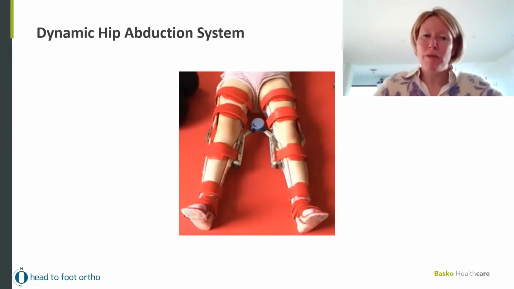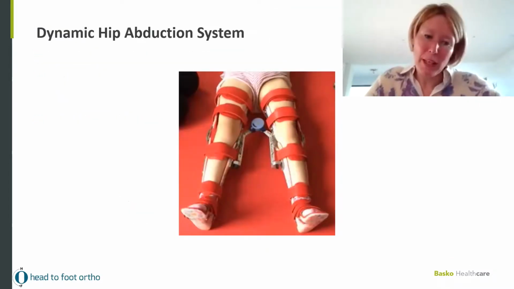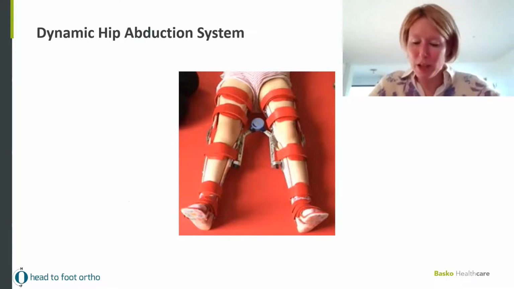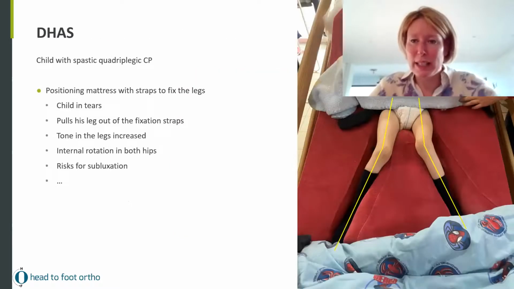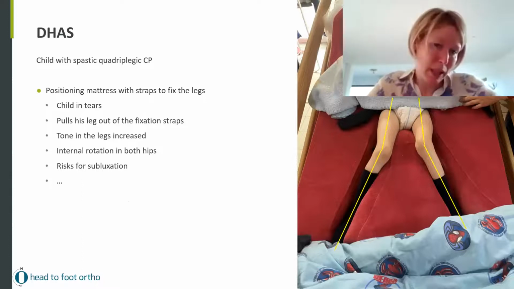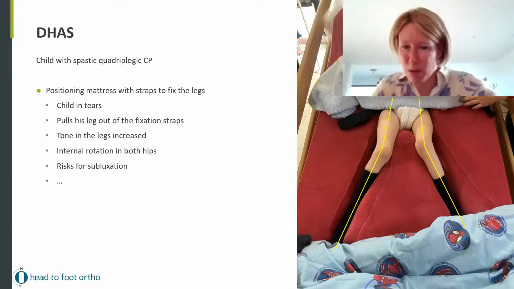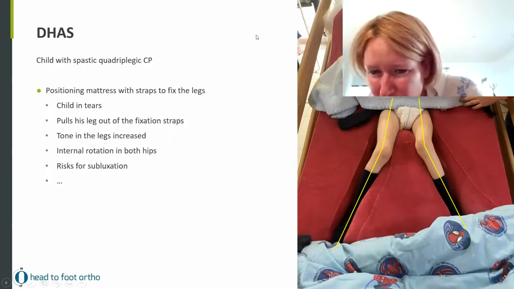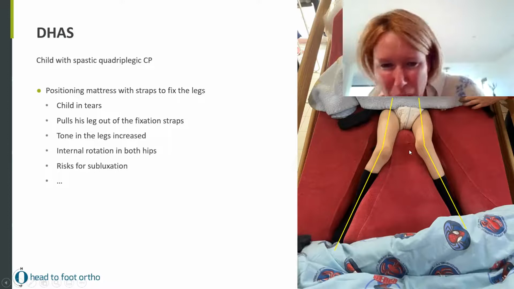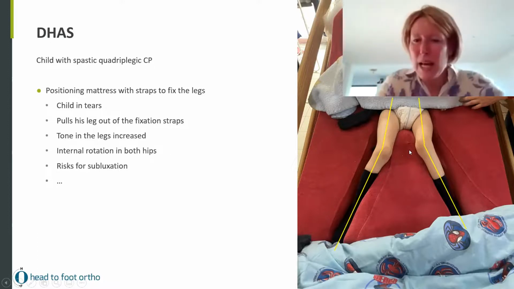Well, I'd love to share with you our dynamic hip abduction system, which is a system you can apply in between the legs. This is a little boy who has CP and is quadriplegic. And he was always in a mattress with straps to fix his legs. And the straps, you cannot see them, but they're under here. Normally he is just strapped. We have maybe, well, a little movie afterwards.